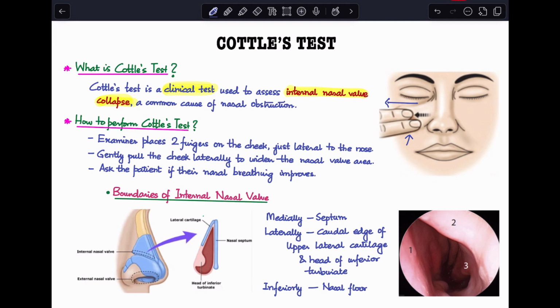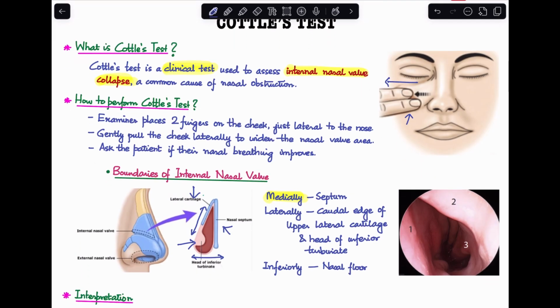So we should also know what are the boundaries of the internal nasal valve. The internal nasal valve is bounded medially by the septum. You can see in the image over here, the medial boundary is the septum. Laterally is the caudal edge of the upper lateral cartilage, and the head of the inferior turbinate. You can see this is the lateral boundary. And inferiorly, it is bounded by the nasal floor. So these are the boundaries of the internal nasal valve.